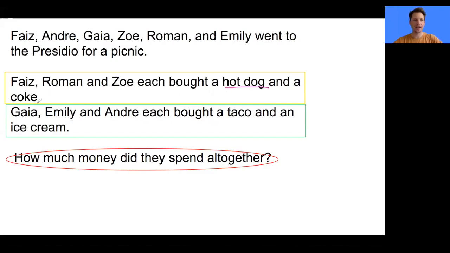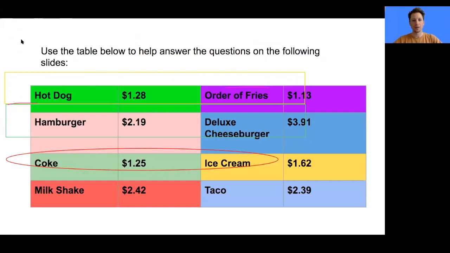Bought a hot dog and a Coke. So what I need to first do is go back to see how much a hot dog and a Coke is. So let me go back all the way. I have a hot dog. I'm going to write this down on my paper. I have a hot dog for $1.28 and I have a Coke for $1.25.